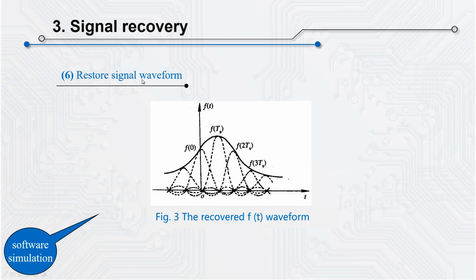Let's take a look at the waveform of the recovered signal. The recovered signal f(t) is actually synthesized according to Formula 11. In this figure, we can find that the values of the recovered f(t) and the original signal f(t) are the same at the sampling points, and the middle points are composed of infinite Sa. Of course, the sampling and recovery of signals can be simulated by software.